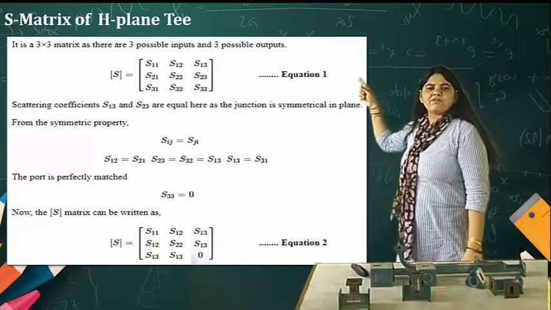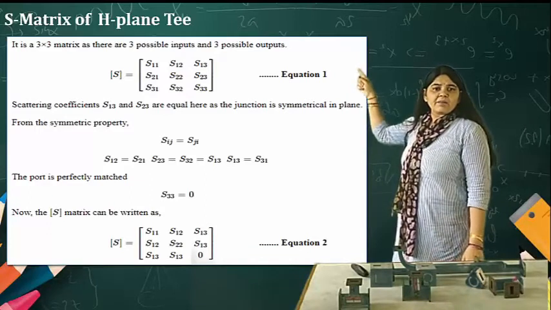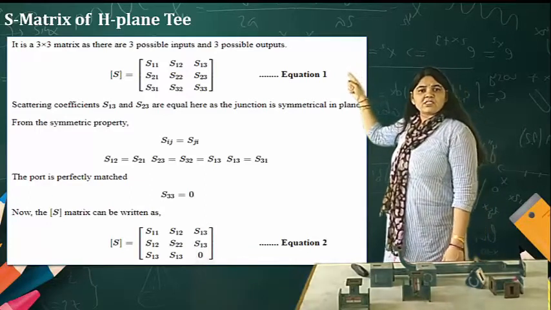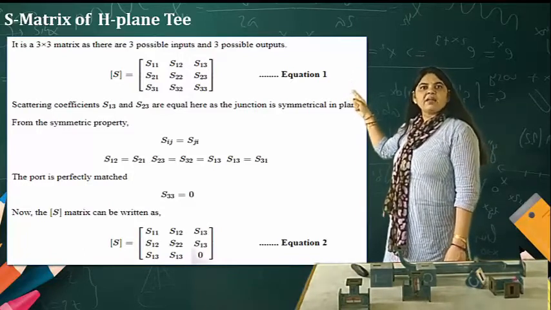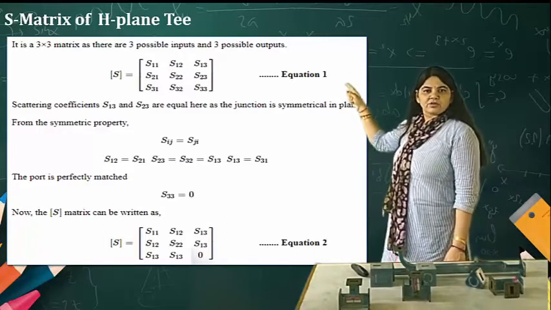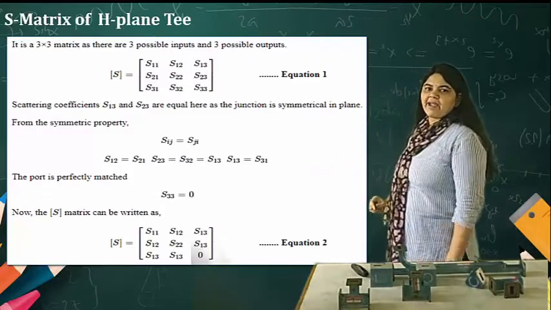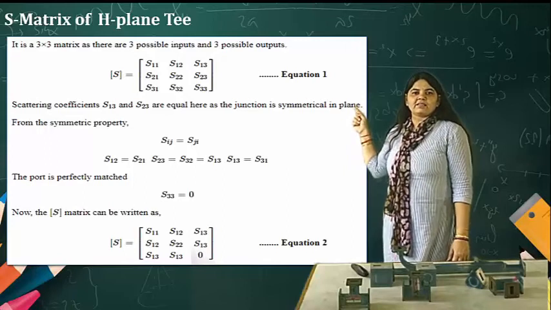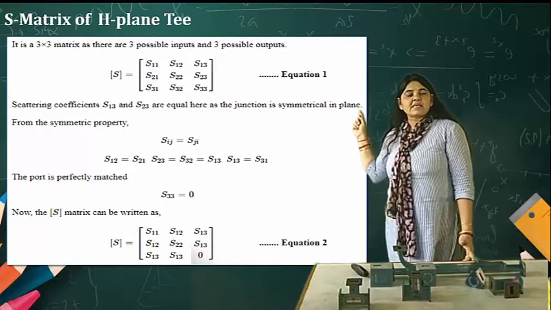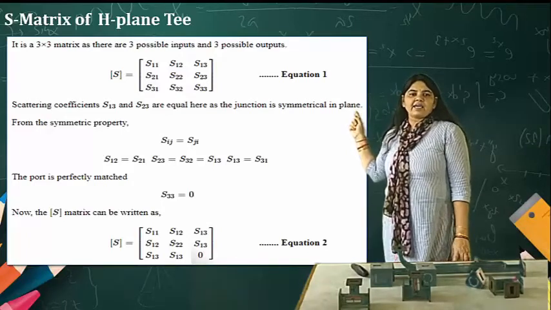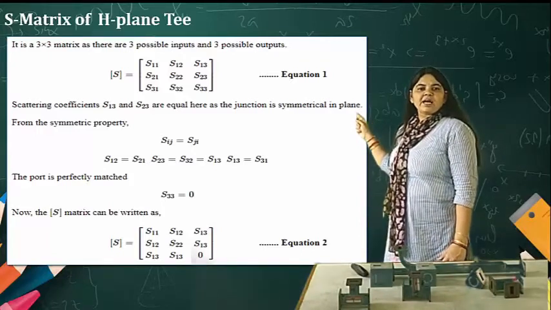Now, the first thing I told you last time is that the S matrix is n by n. So I have the S matrix S11, S12, S13, S21, S22, S23, S31, S32, S33. According to the property of the S matrix, it is an n by n matrix. The second thing is the symmetry property of the S matrix, Sij is equal to Sji. Here we have the scattering coefficients S13 and S23 equal.